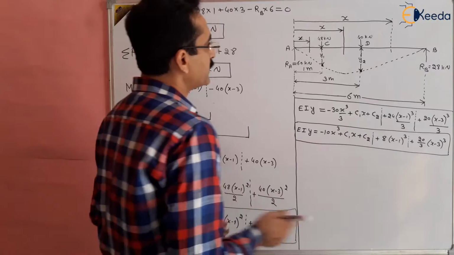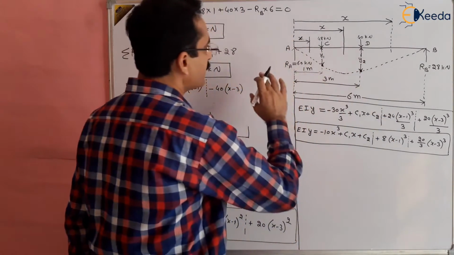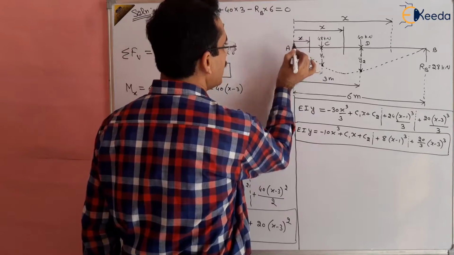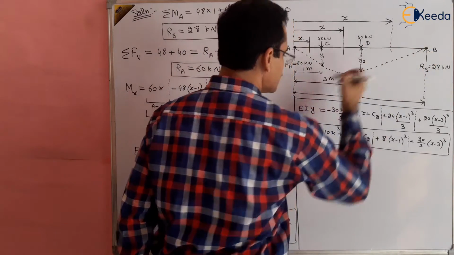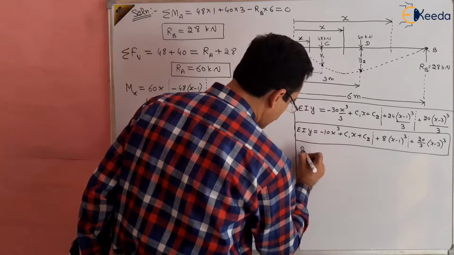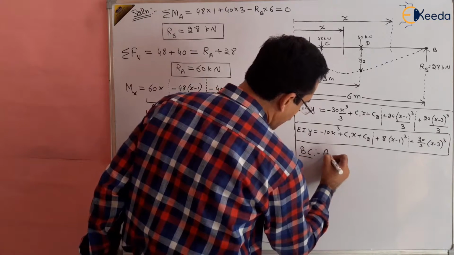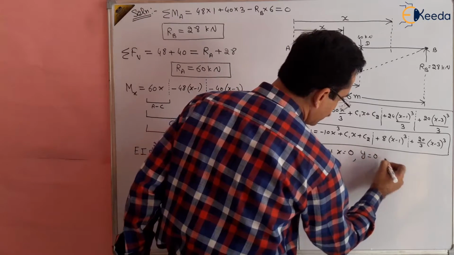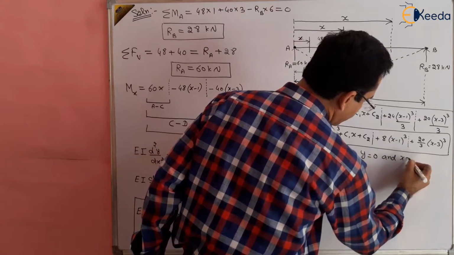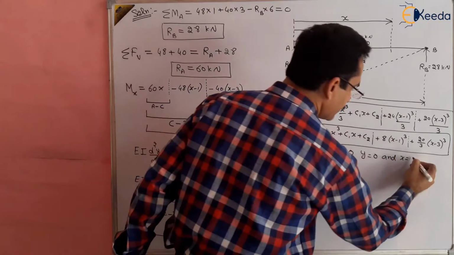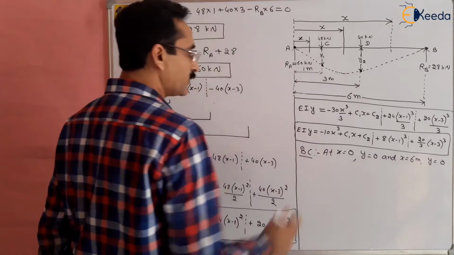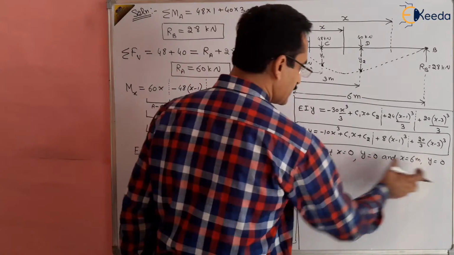Boundary conditions. What are the boundary conditions? We know that at simple supports there is no deflection, so at point A and at point B there is no deflection, right? So the boundary conditions are: at x equal to 0, y is equal to 0, and at x equal to the total length, which is 6 meter, y is again 0, right? These boundary conditions will be applied.